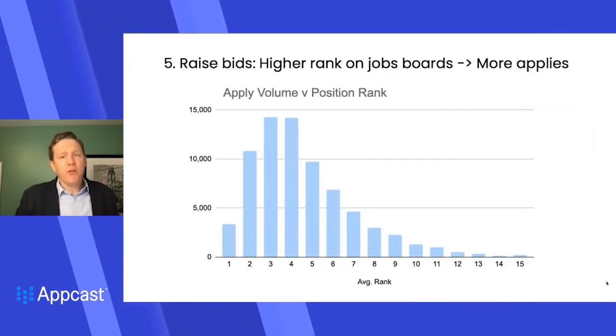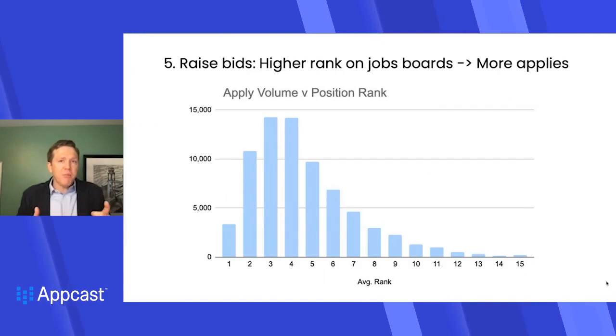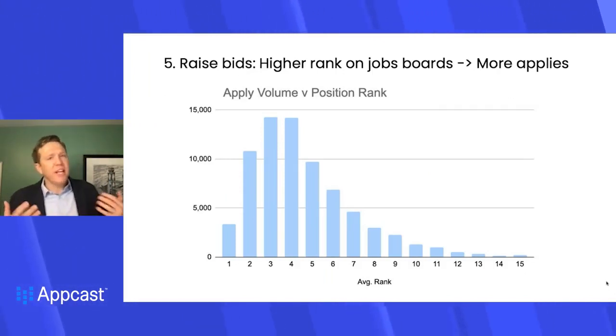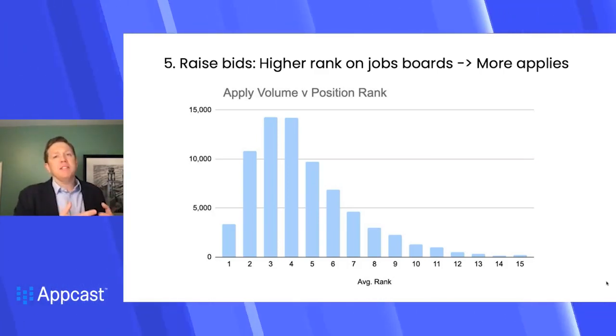So given programmatic, given that you are optimizing across a lot of job boards, in this tight labor market, where you have lots of labor shortages for some roles, how can you optimize even further?